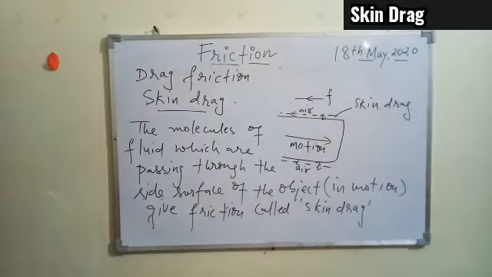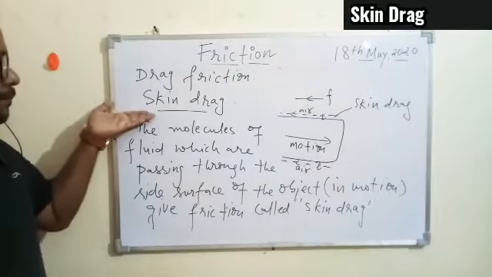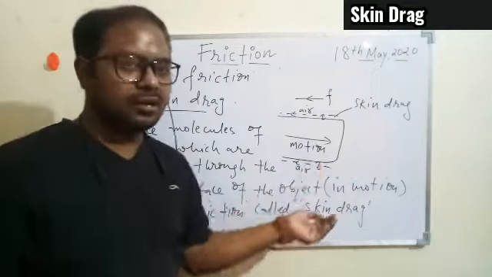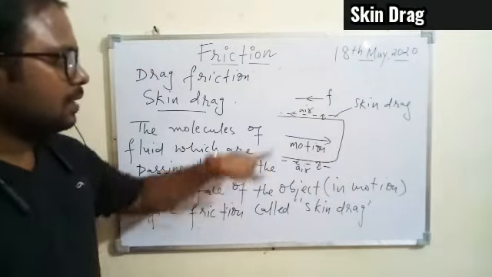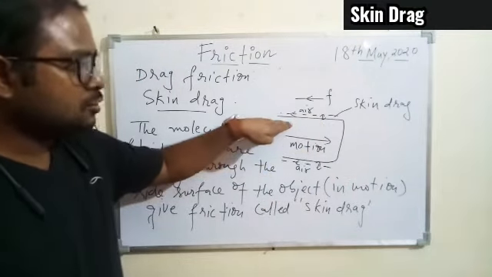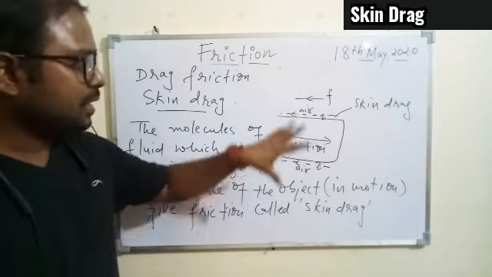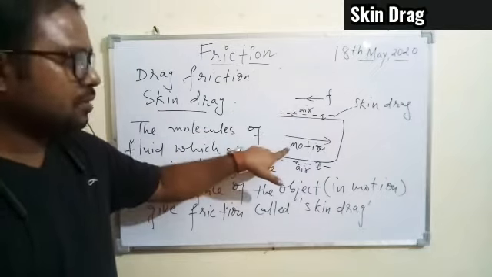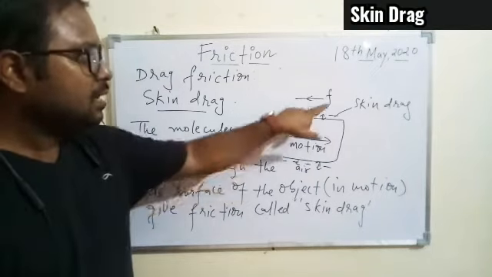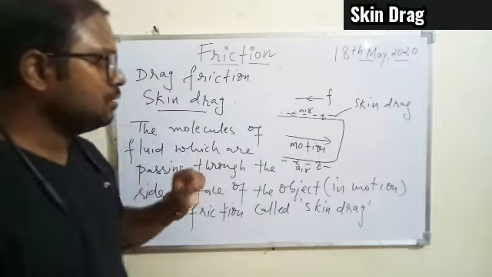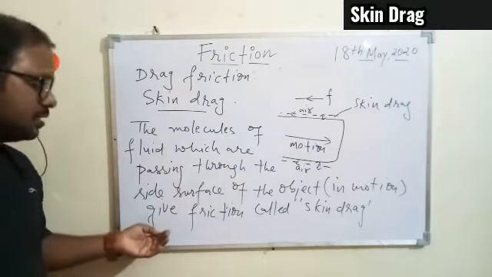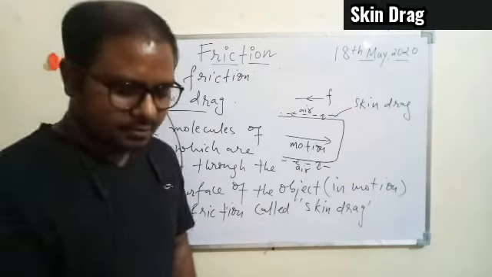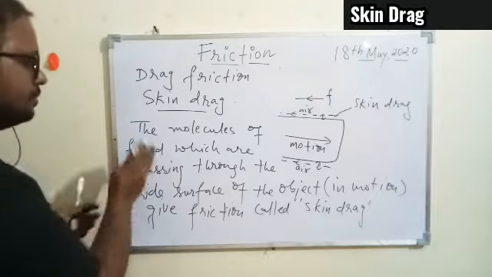I hope this is understood. Another type of drag we have is skin drag. If any object is moving in a liquid or in air or any fluid, then the molecules which are passing along the surface of the object, that is from the side surface, will also try to oppose the motion of the object. It will give the friction that will be opposite to the motion of the object, and this friction between the object and the fluid on the sidewise surface is called skin drag. So this is the difference we have. Now let's understand why it will take place.